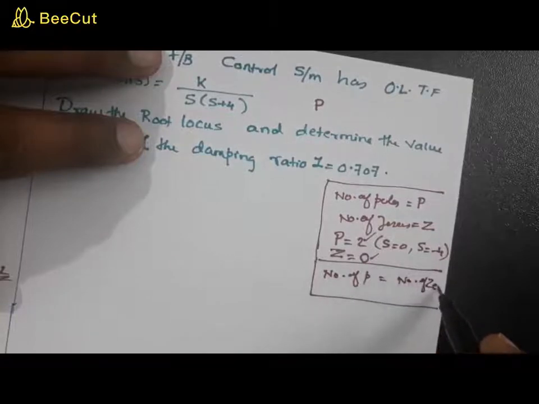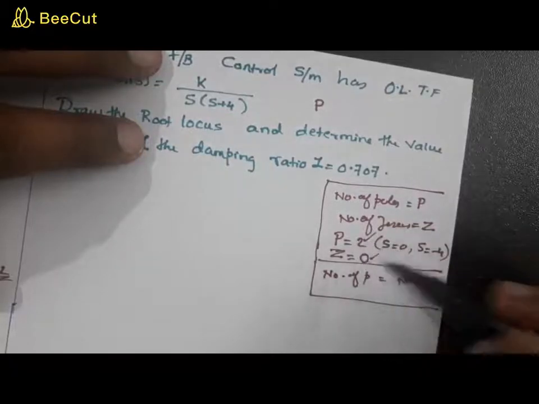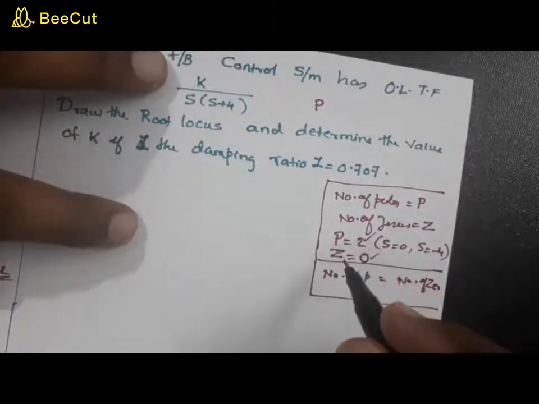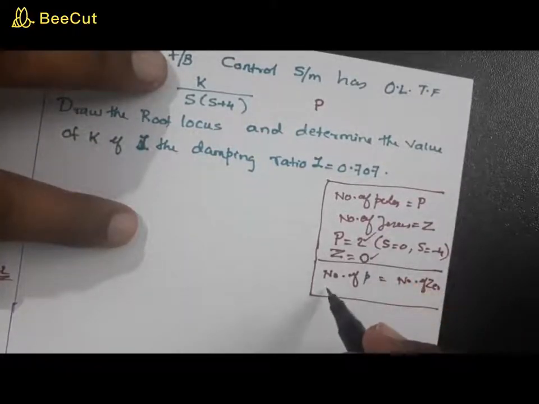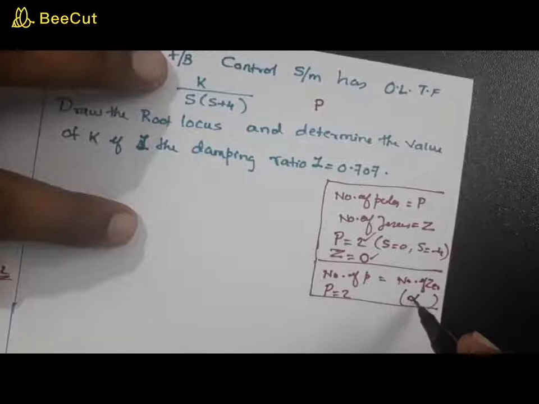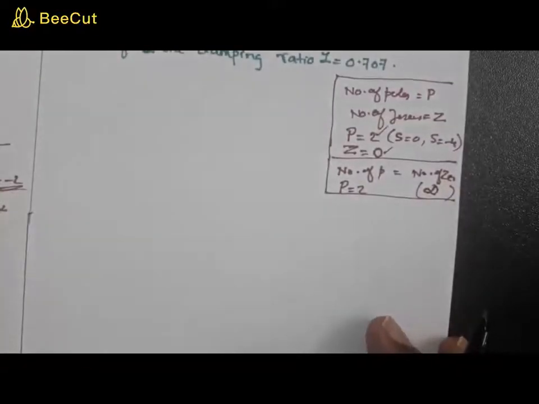So how will you correlate this? We know that P is not equal to Z. So what's the meaning of this? The meaning is, if you have 2 poles, we need to assume that there are zeros at infinity. So that's why root locus terminates at infinity. So root locus always starts from a pole in search of what?